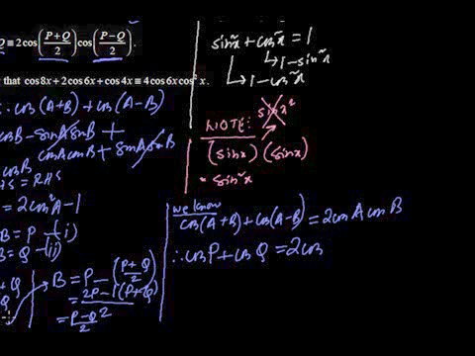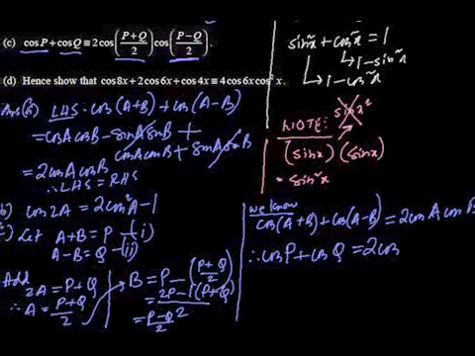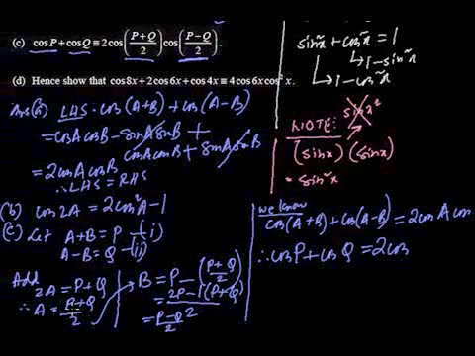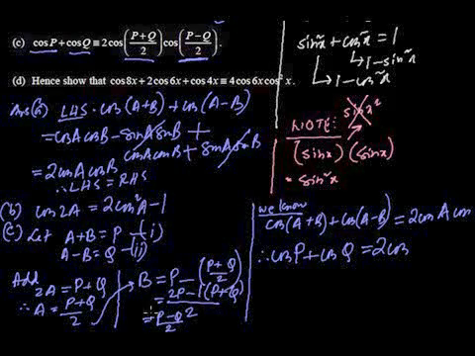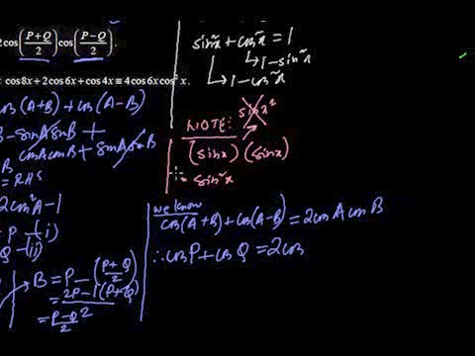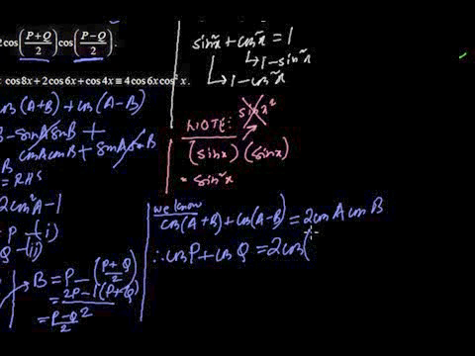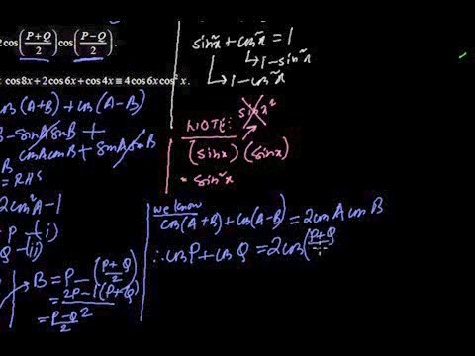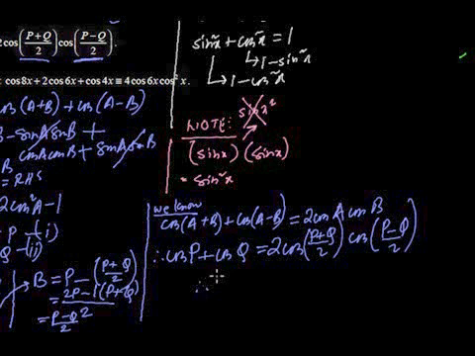Now the value of a that we found was (p plus q) by 2, and the value of b we found was (p minus q) by 2. So this is cos of (p plus q) by 2 times cos of (p minus q) by 2, and therefore proved. Left hand side equals right hand side. So this has been proved.